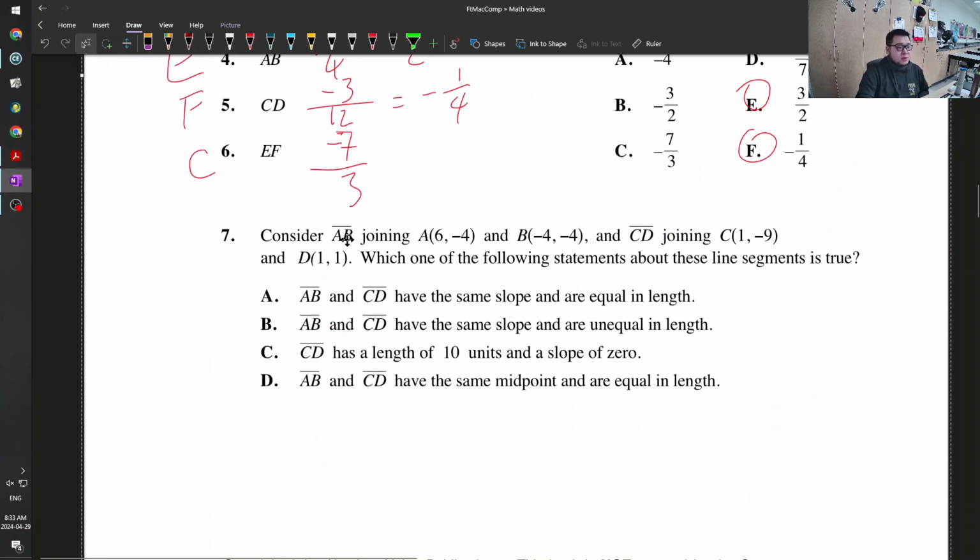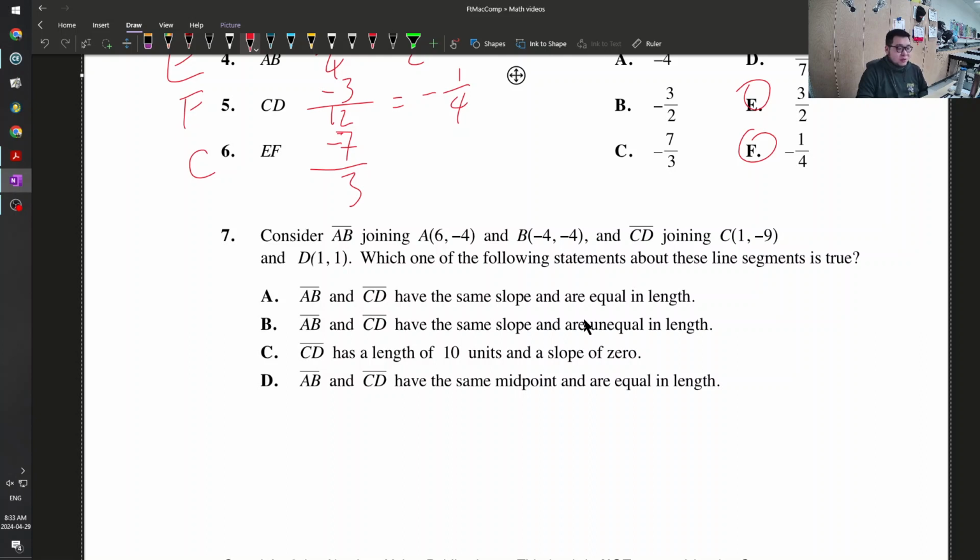Right, consider the line AB joining 6, -4 and -4, -4, and CD joining... Okay, which one of the following are true? So AB and CD have the same slope and the same length. So I guess we can use formulas.